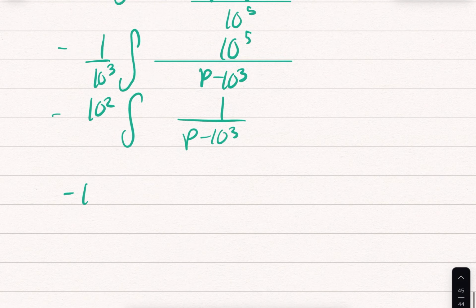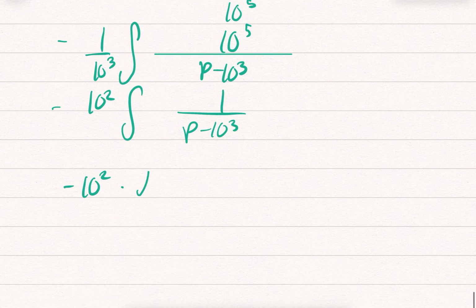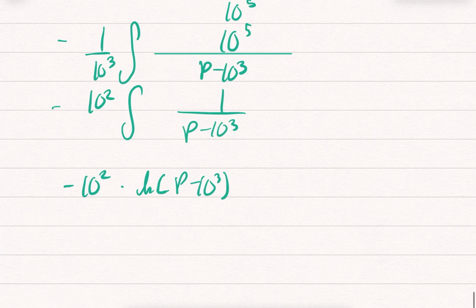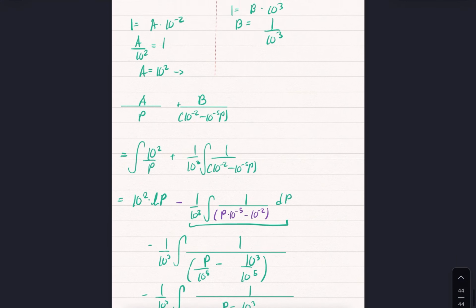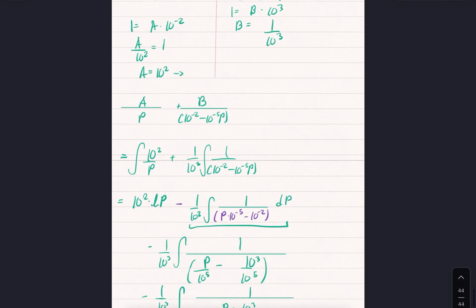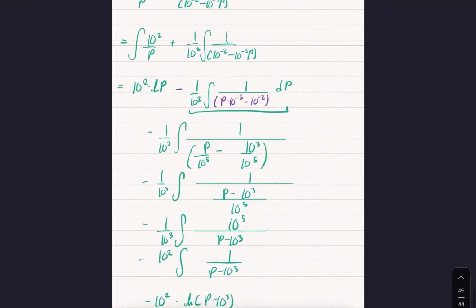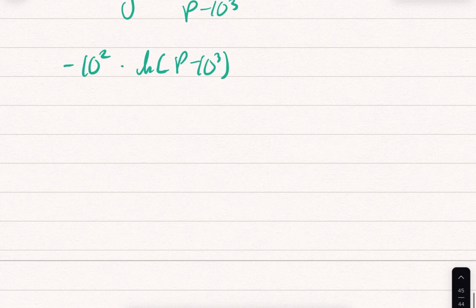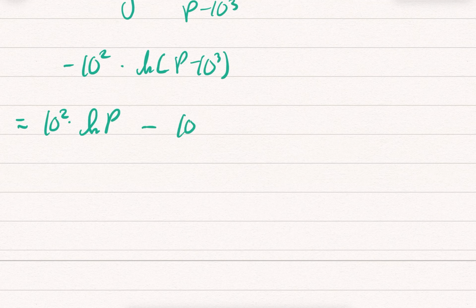And we know that this is 1 over 10 squared because there's nothing next to this, so I don't have to make a u sub, times ln P minus 10 cubed. Cool. And we have a very important letter that we cannot forget. Actually, no, that was for the right-hand side, so we're good here. And then our full thing with the other one is 10 squared times ln P minus 10 squared times ln P minus 10 cubed.